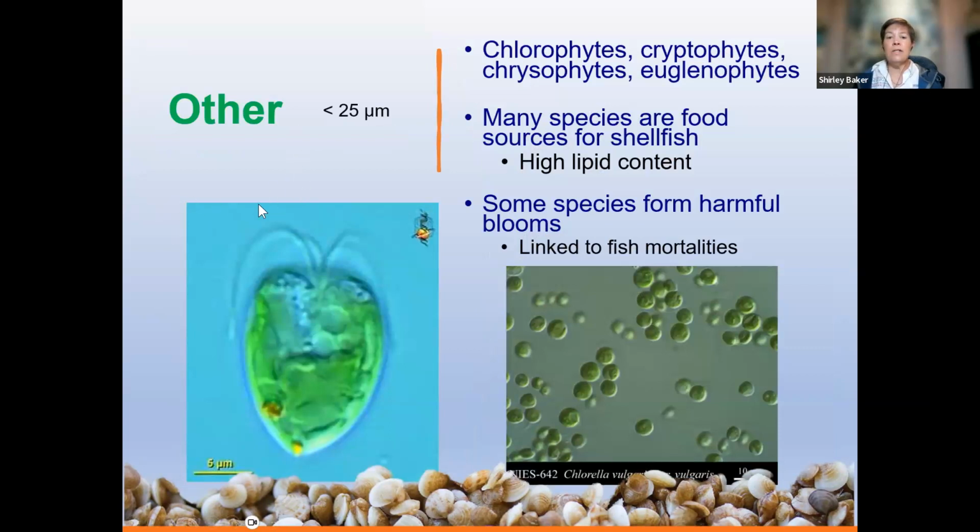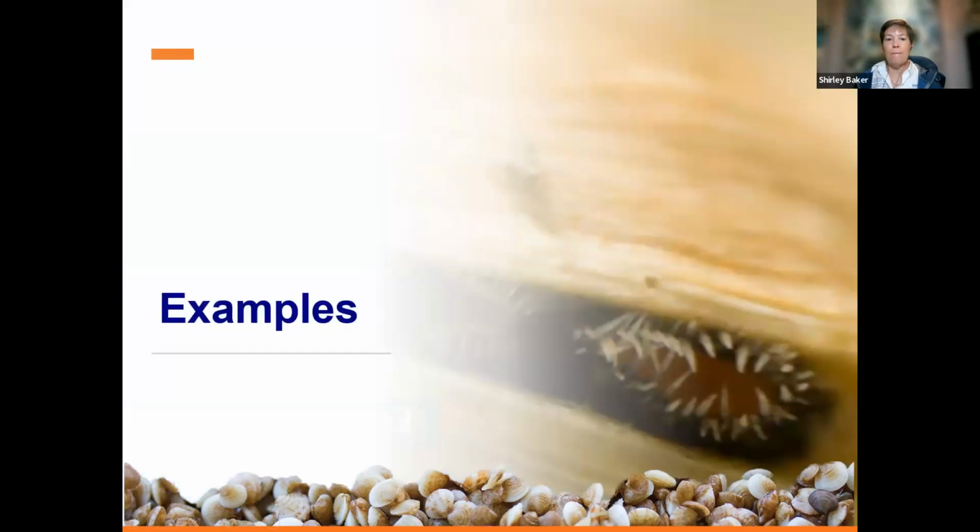And then there's another group, which is a bunch of other things lumped in. Many of these are green things: chlorophytes, cryptophytes, chrysophytes, euglenophytes. They're usually pretty small. They can be good sources of food for shellfish, having a high lipid content. Some species have been known to form blooms and have been linked to fish mortalities in other locations. I'm not going to show you all of the data, but I'm going to show you some examples.